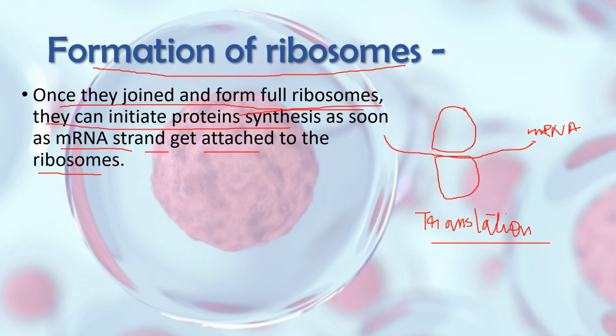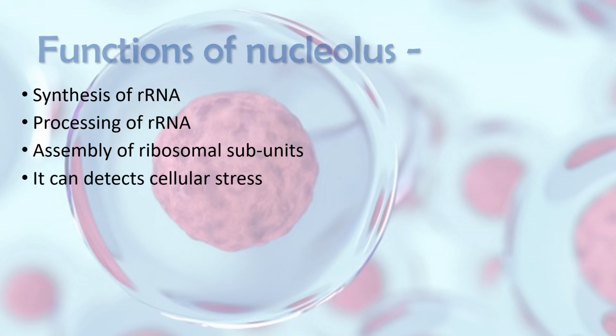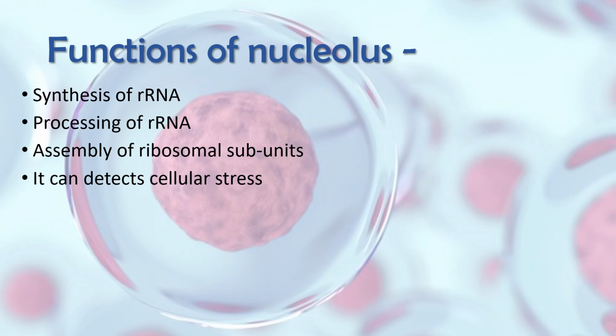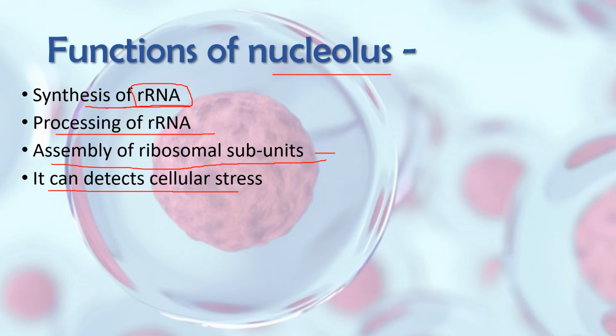Now the functions of the nucleolus. We have discussed that the main function of the nucleolus is the synthesis of rRNA from rDNA. The processing of rRNA also takes place here. The assembly of ribosomal subunits also takes place here, and it can detect cellular stress. This is a new discovery, where the nucleolus is responsible for detecting cellular stress.